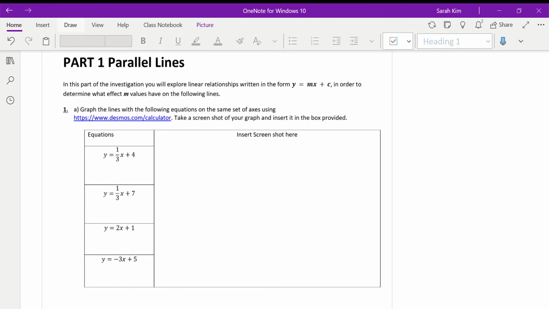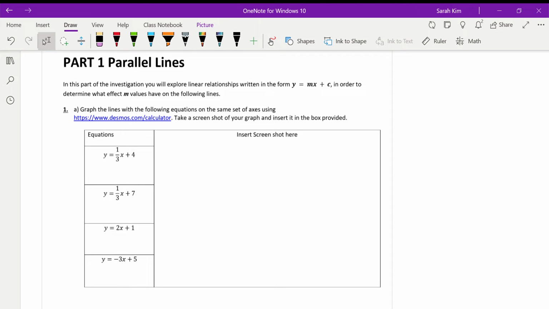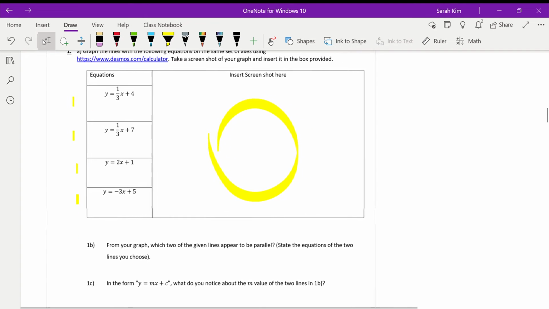So hopefully you have familiarized yourself with this formative task, so you should really know how to draw graphs on Desmos. All you have to do for this one is graph these four graphs on Desmos, and then put your screenshot in here. That's it. Then what we're going to do is answer some questions.